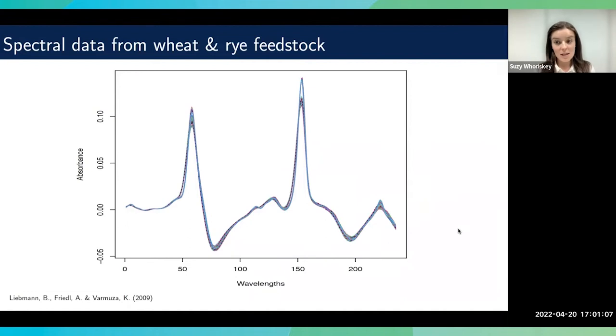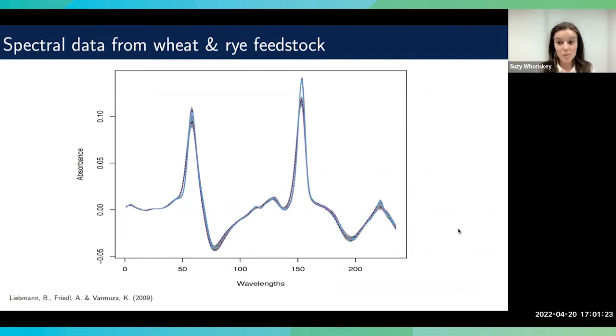By high-dimensional data in stats, what we mean is that we have a really large number of observed variables or covariates, and spectral data is the perfect example of this, where our variables are our wavelengths. In some cases, we can have a much larger number of variables compared to the number of observations.